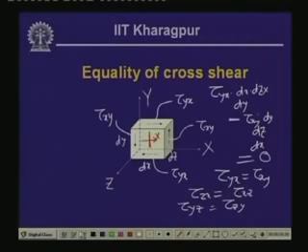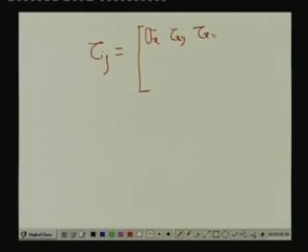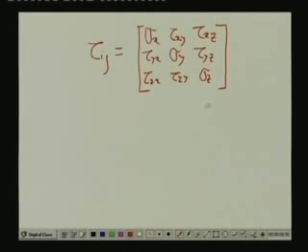So, if we look into the stress tensor which we had, tau i j, if we write it in a matrix form, we had sigma x, tau x y, tau x z; tau y x, sigma y, tau y z; tau z x, tau z y and sigma z. So, this is the stress tensor.